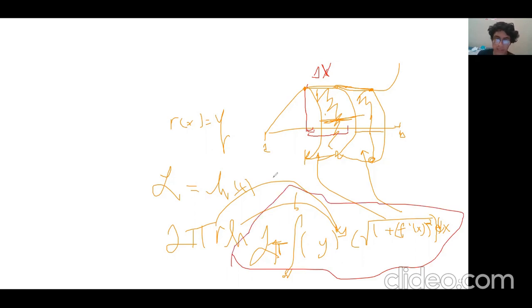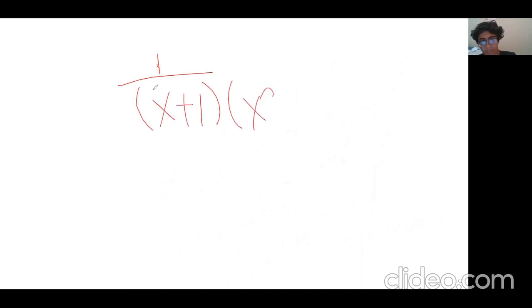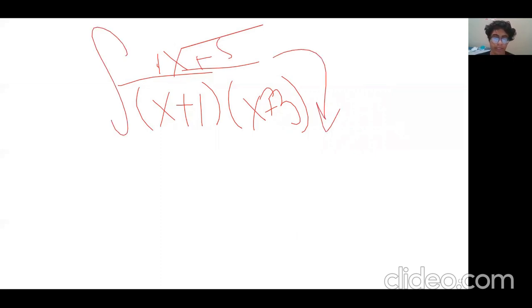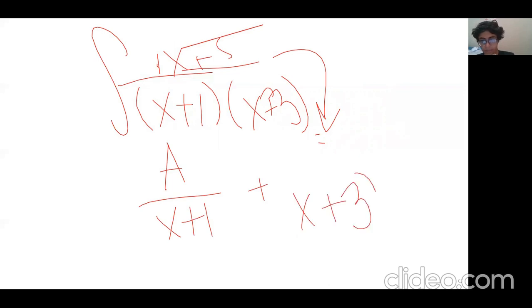Okay. I want to remind you, apparently in the book, it comes right after this, partial fractions. 3 types of things happen. Okay. If you have x plus 1, x plus 3 in the denominator, and then you have x plus 5 on the top, and you want to integrate this, right? You rewrite it in a way. And so this equals a over x plus 1 plus b over x plus 3.